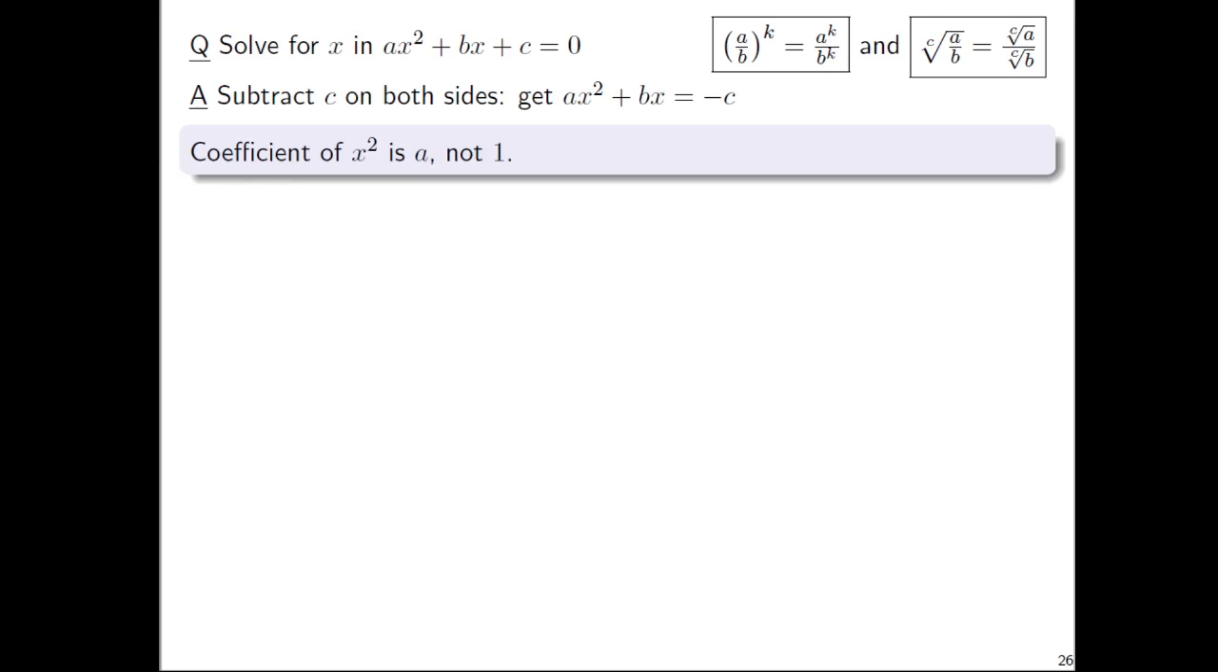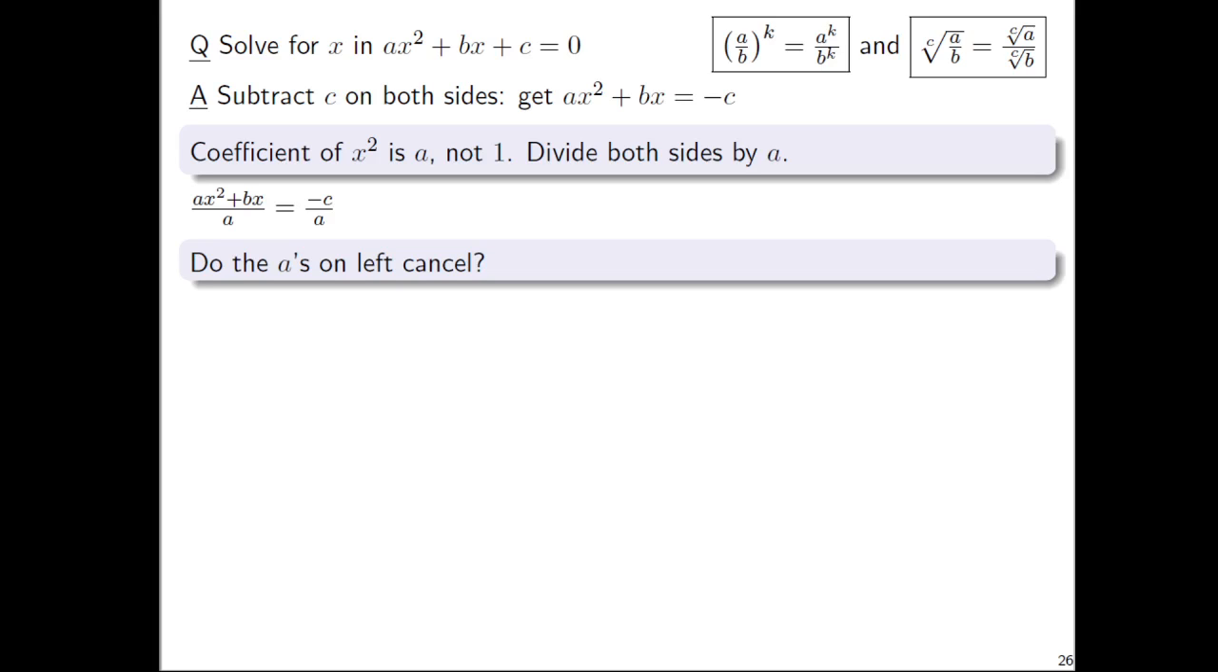Now, note that there is a number in front of x squared, which we don't know to be 1 or not. There's an a there. We've got a coefficient of a. The coefficient of x squared is a instead of 1. So let's divide both sides by a, and it's going to look like this, right? So the entire left side, ax squared plus bx, divided by a, equals on the right side negative c over a. Now we can't cancel the a's on the left side, right? Because they're not factors because of the plus sign.